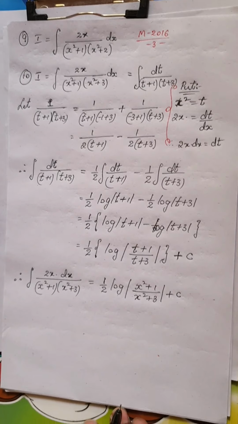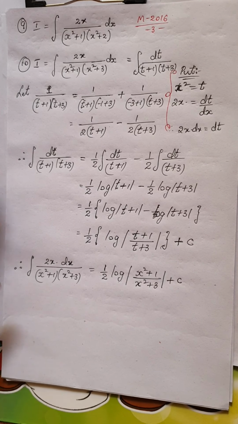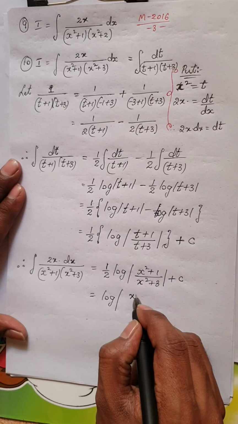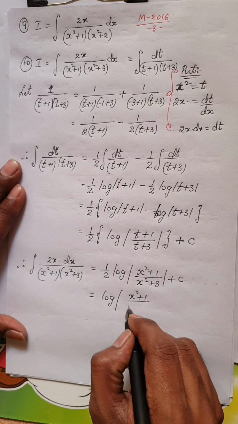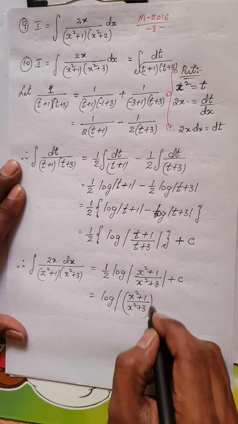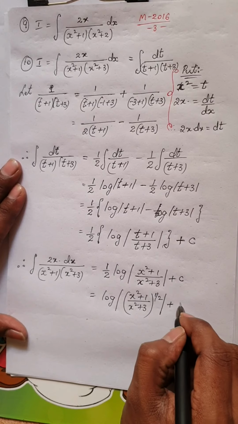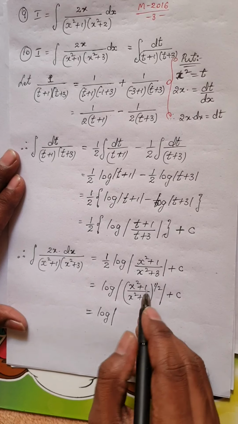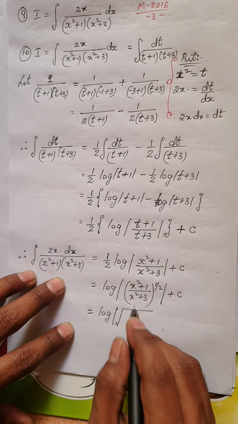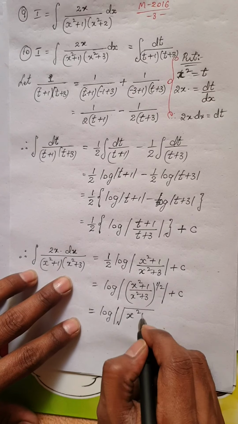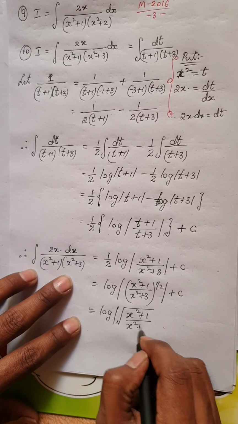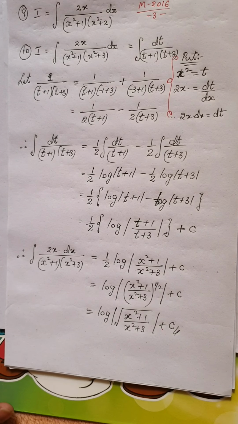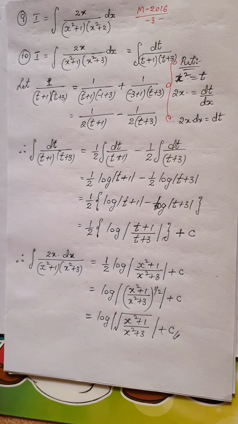If you use your common sense, we can simplify this further. Let me use this half as a power: it is log of mod of ((x square plus 1) divided by (x square plus 3)) whole power half plus c. The final answer is log of mod of the root of (x square plus 1) divided by (x square plus 3), plus c, which is the constant of integration, and this would be the final answer for the given function.